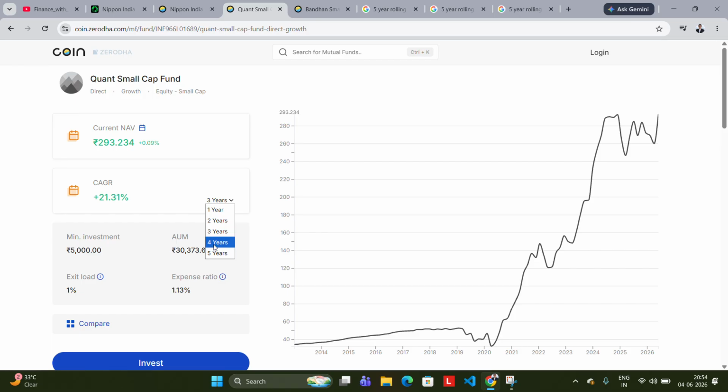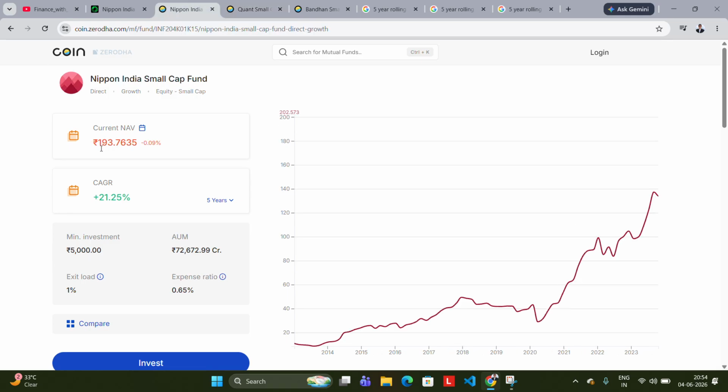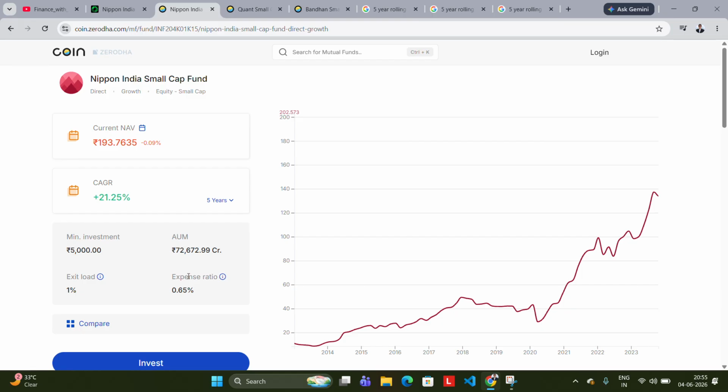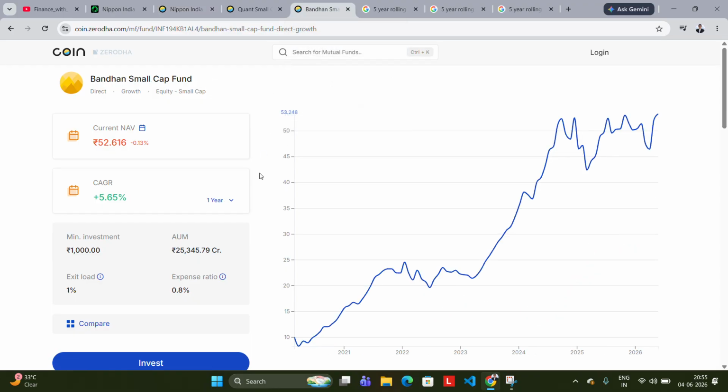3 year is a bit higher. It was 19% in the case of Nippon. Yeah, 4 year is also a bit higher. In 5 years, we can see almost similar returns from both the funds. Okay, 21.25, 21.56. But this gap between 1.13 and 0.65 will make a huge difference if you continuously invest for 15 to 20 years in any fund. Okay, let's go with this.